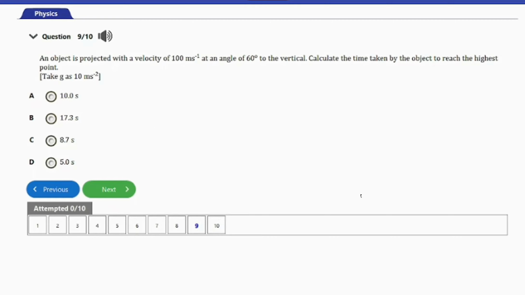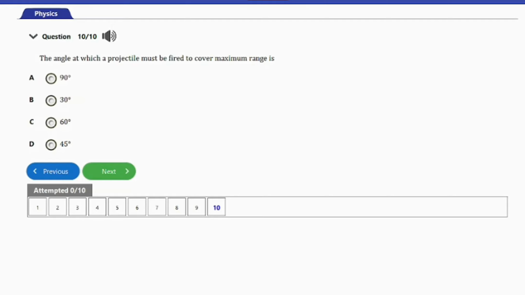Let's go ahead and consider the next and last question, guys. So the last question we have here is question number 10. It says, the angle at which a projectile must be fired to cover maximum range is A, 90 degree, B, 30 degree, C, 60 degree, D, 45 degree. So guys, take note of this. The angle at which a projectile must be fired to cover a maximum range is 45 degree.